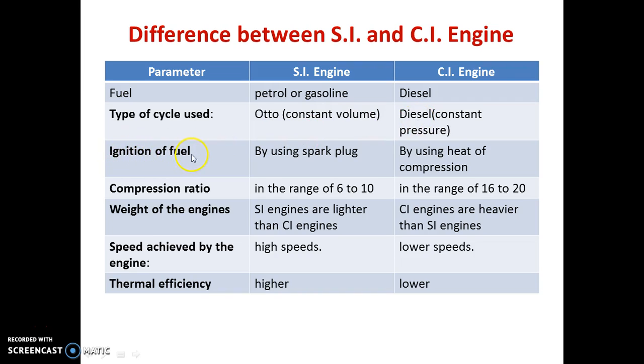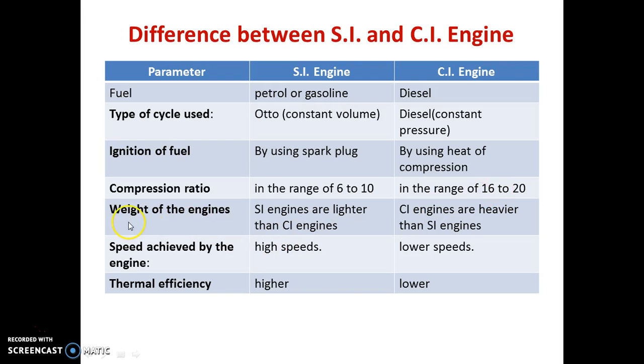Next point is ignition of the fuel. In case of SI engine, the ignition of the fuel takes place by using spark plug, whereas in case of CI engine, the ignition of the fuel mainly takes place by using the heat of compression. Then next point is compression ratio. The compression ratio for the SI engine is in the range of 6 to 10, whereas for the CI engine the compression ratio is in the range of 16 to 20.